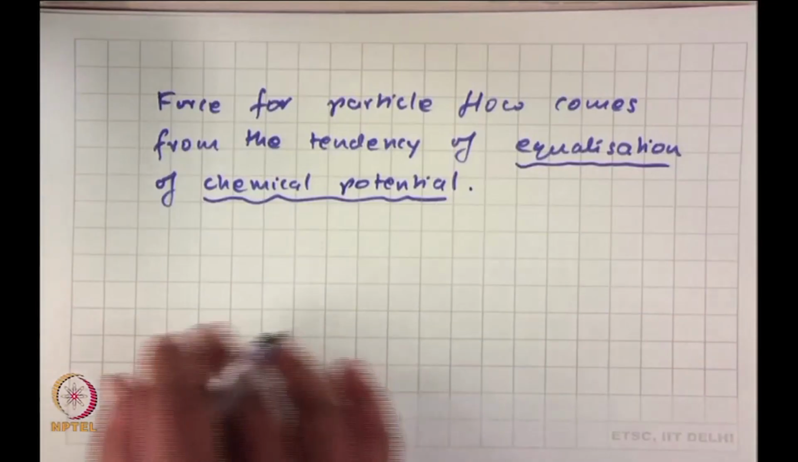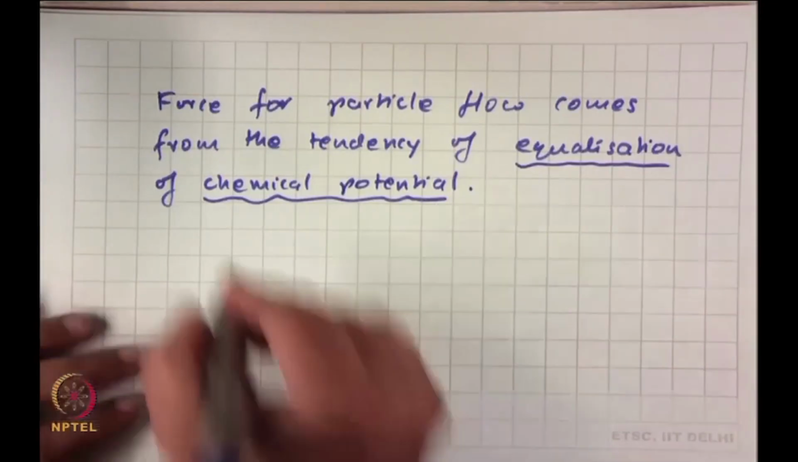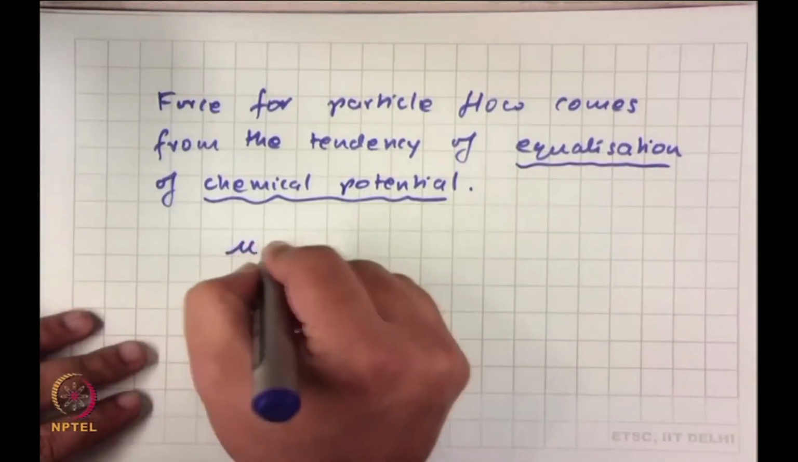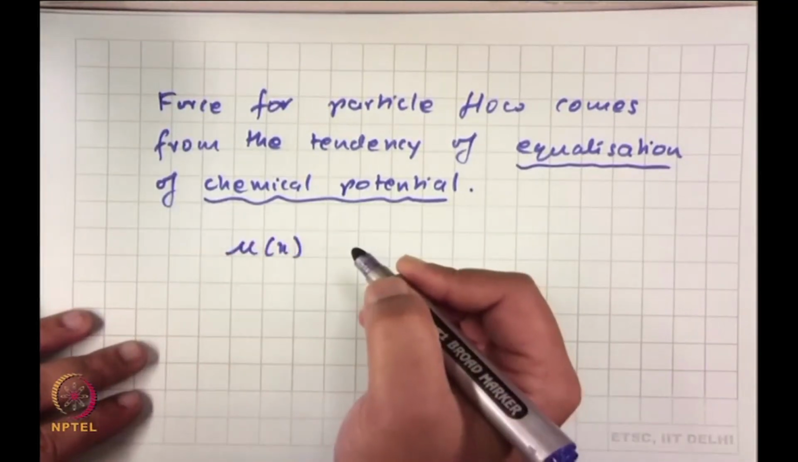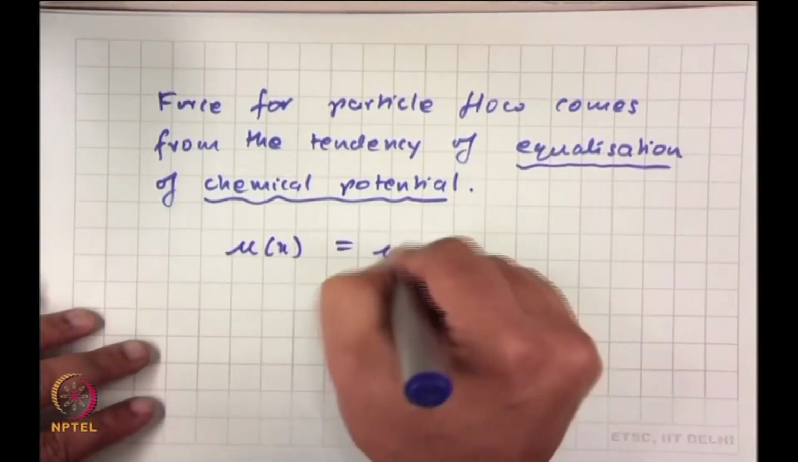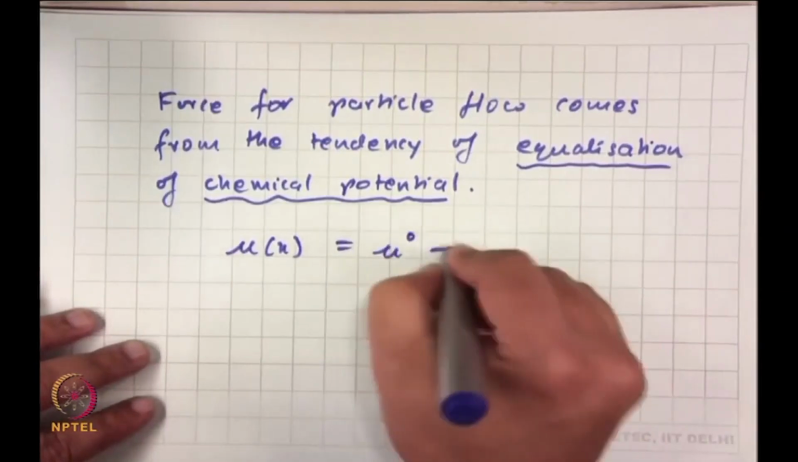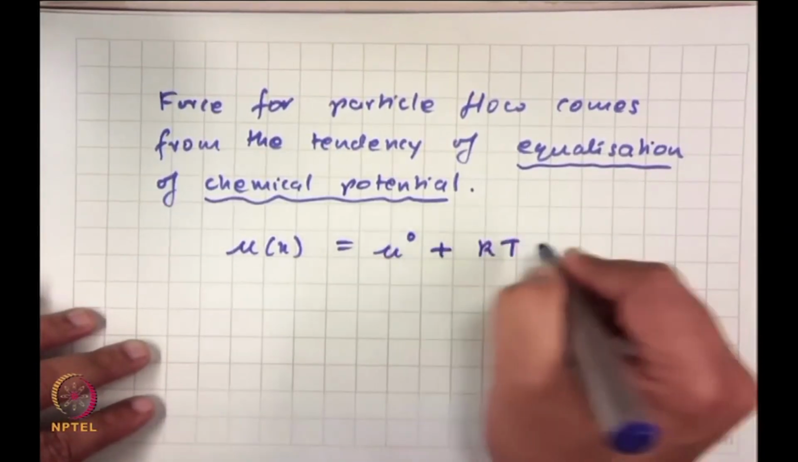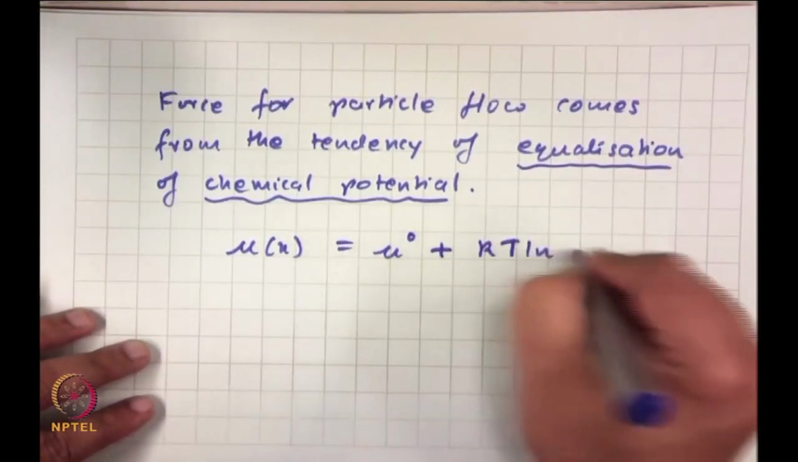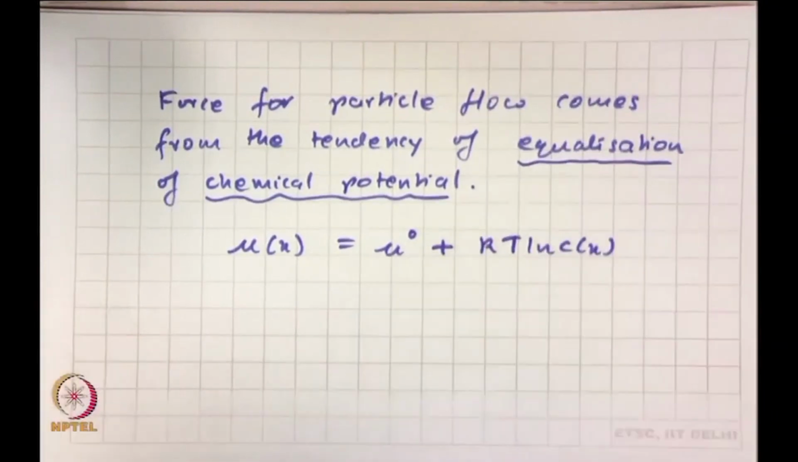Now, since we have already introduced chemical potential, what we know is the chemical potential mu of x can be written as mu 0 plus kT ln C of x. See, I have taken k, I have not taken R. The difference is just an Avogadro number, right. This is per molecule essentially.